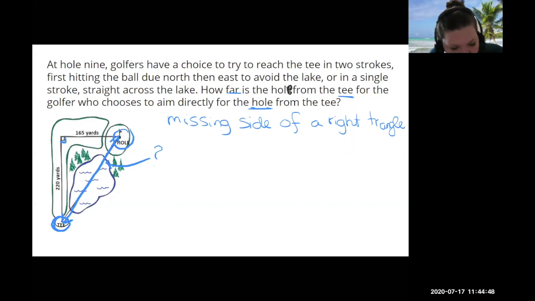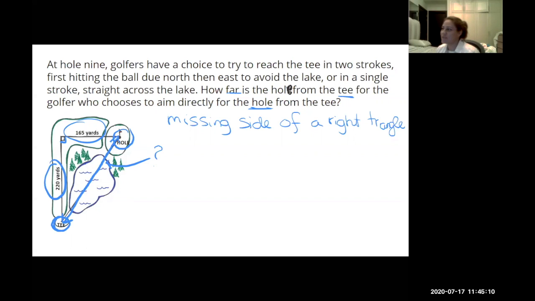We know this side of the right triangle is 220. We know that side of the right triangle is 165. So here we are. We know two sides. We want to know the third side. Any thoughts? I think that it's a squared plus b squared equals c squared. Manal knows how to find the missing side of a right triangle.